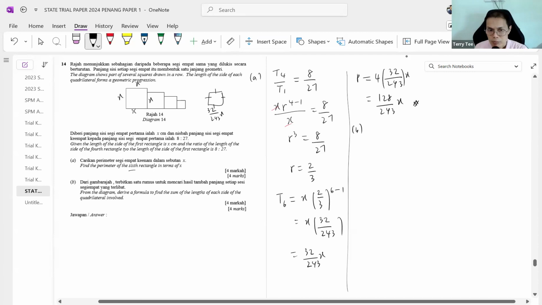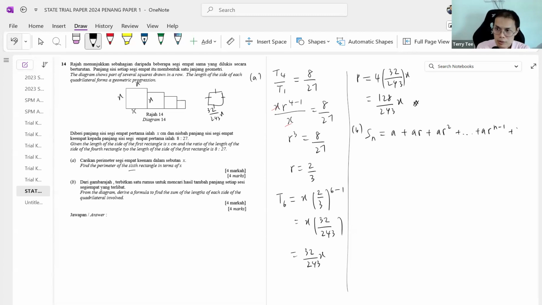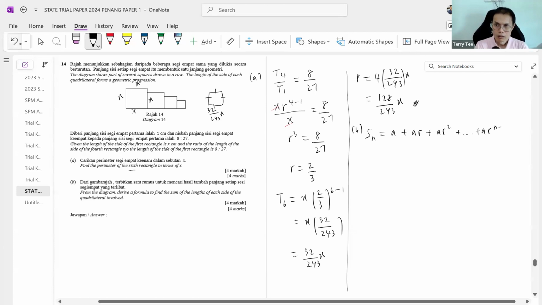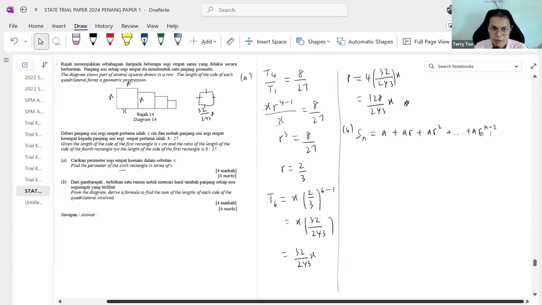From the diagram, derive a formula to find the sum of the lengths of each side of the squares. Now we're talking about length, so we take the sum of lengths. For a geometric progression, the sum of the first n terms is A plus AR, next AR squared, and so on. You keep multiplying every term by R. The second last one will be AR to the n minus 2, and the last one will be AR to the n minus 1.